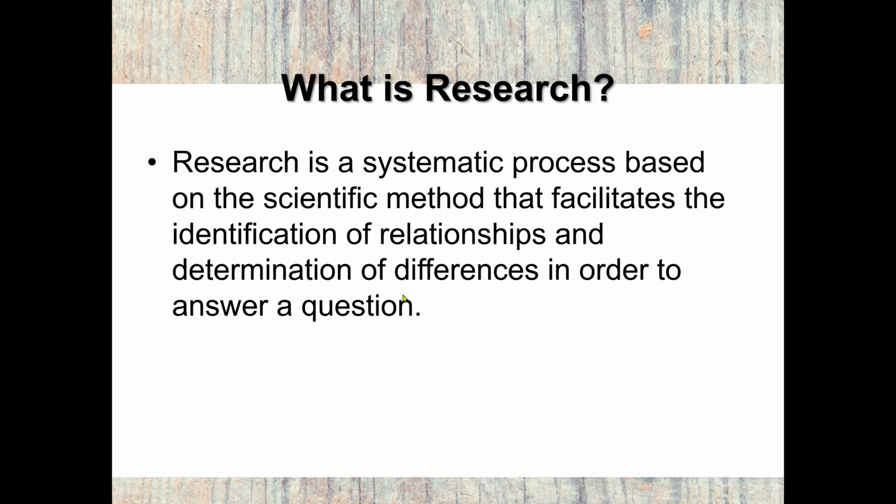Next, we're going to define what research is. Here we say research is a systematic process based on the scientific method. This will facilitate the identification of relationships and determination of differences in order to answer a question. Most of the time when we are doing research, we may have two or more variables, and we want to determine if one variable causes the next variable. That means we have independent and dependent variables.